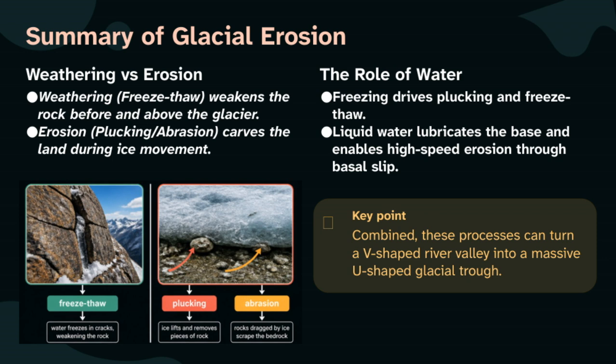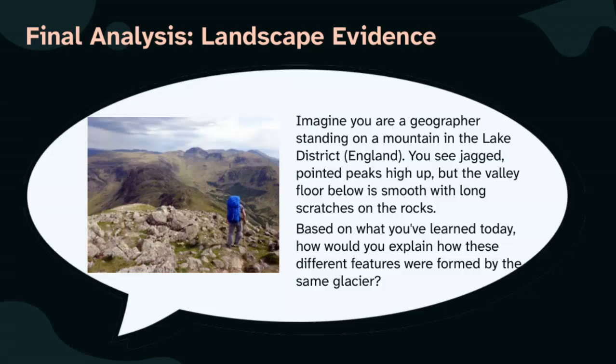So, the glacier does not shape the land through one process alone. It is the combination of weathering, plucking, abrasion, meltwater, gravity, and time that creates dramatic glacial landscapes. Now we are going to apply your knowledge. Imagine you are a geographer standing on a mountain in the Lake District. You see jagged, pointed peaks high up. Below, the valley floor is smooth, and there are long scratches on the rocks.